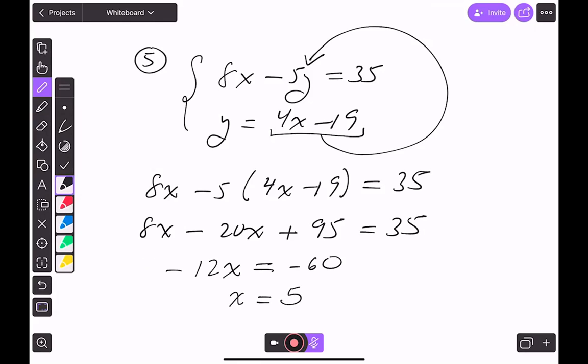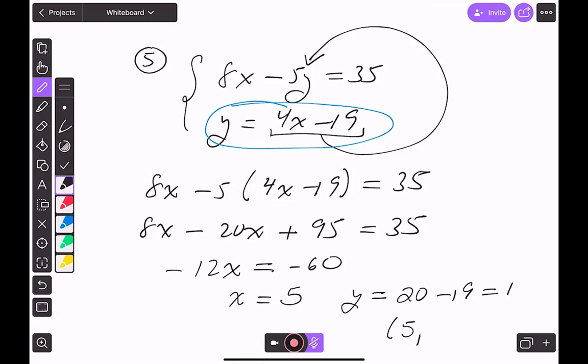Okay, someone says, well, what do you need to do now? You need to take that 5 and substitute it somewhere. Where I would like to substitute it is right here. And what would you get? Well, if you did that, you would get y is 4 times 5, which is 20, minus 19. And what does that give you? 1. So I believe my answer is x is 5 and y is 1. I could have made a mistake.